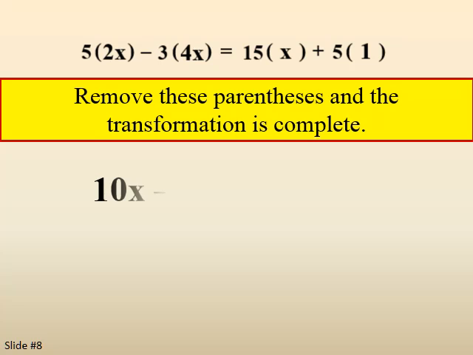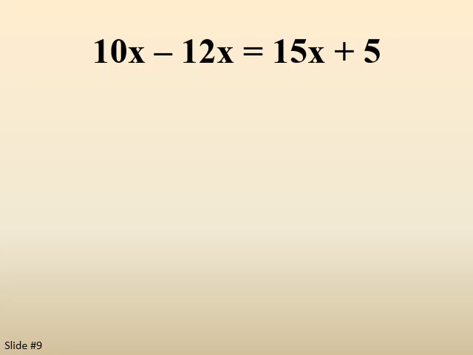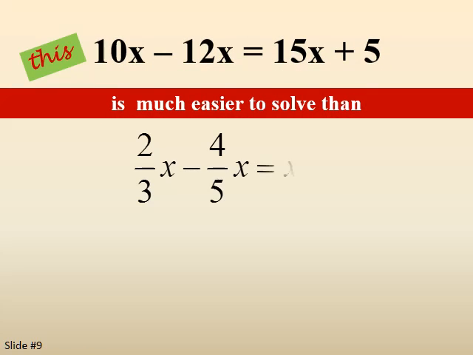5 times 2x is 10x. Negative 3 times 4x is negative 12x. 15 times x is 15x. And 5 times 1 is 5. So this, 10x minus 12x equals 15x plus 5. Isn't that much easier to solve than 2/3 x minus 4/5 x equals x plus 1/3? What we've done is we've cleared the fractions. With no more fractions, we have an equivalent equation.